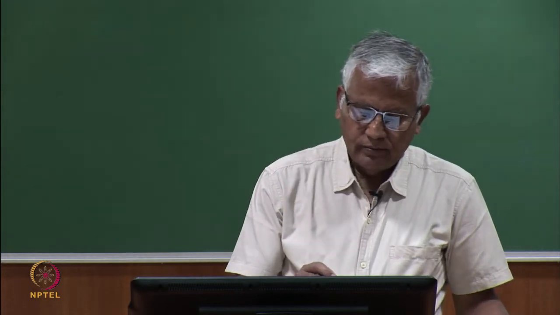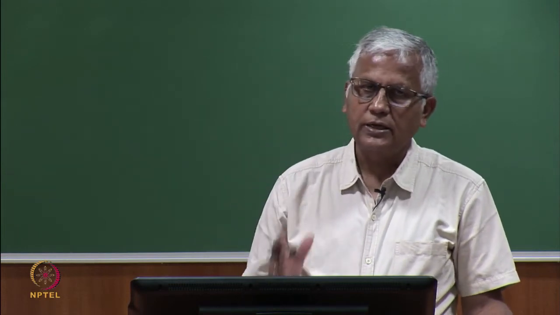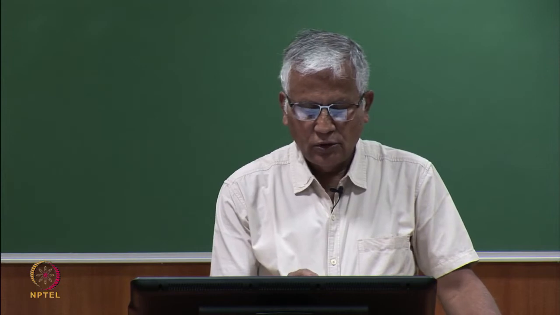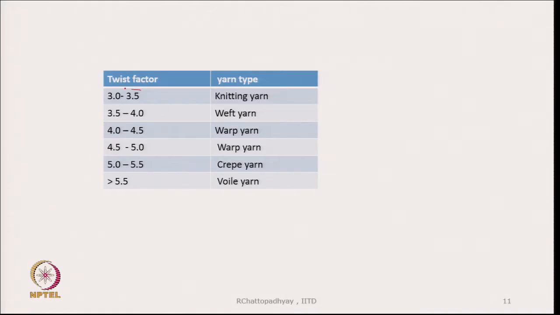We should only know that a higher twist factor means more inclination of the fibers with respect to the yarn axis. So, for knitting yarn the twist factor is 3 to 3.5. These values correspond to twist factor when the yarn count is expressed in terms of English counting system, which is very popular in the spun yarn industry, or in the cotton spinning industry, you can say.